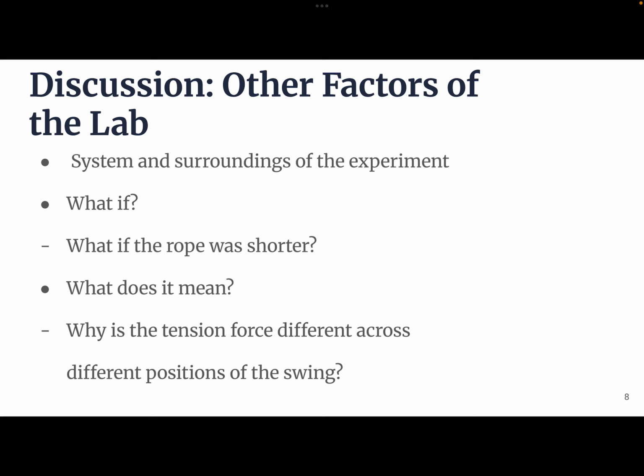And here are some other factors of the lab. The system of our experiment is the water bottle and the rope, while the surroundings is the earth. Now, what if the rope was shorter? How would this change the tension?